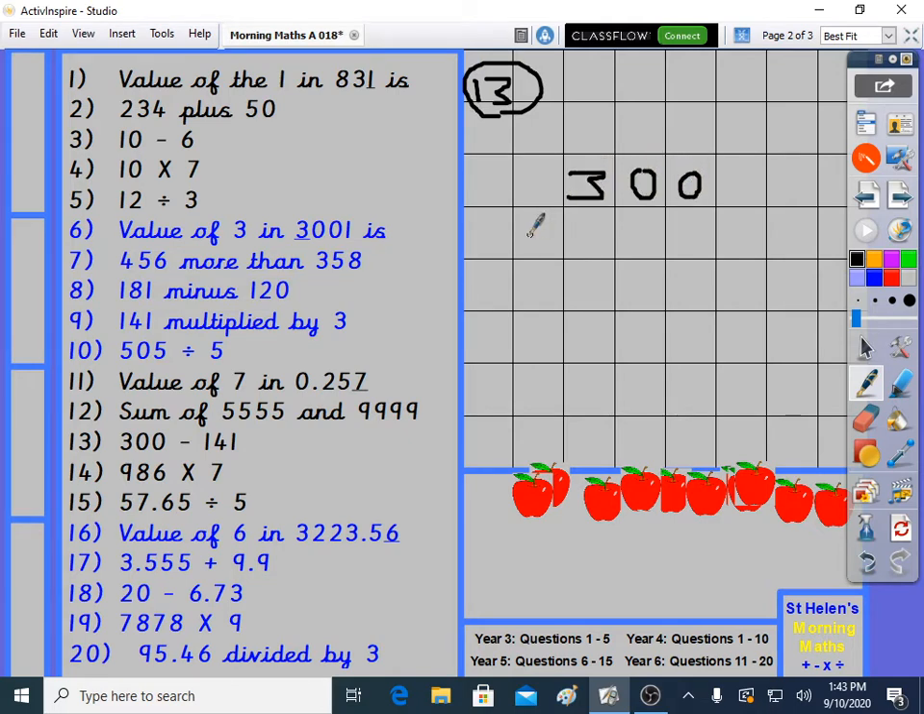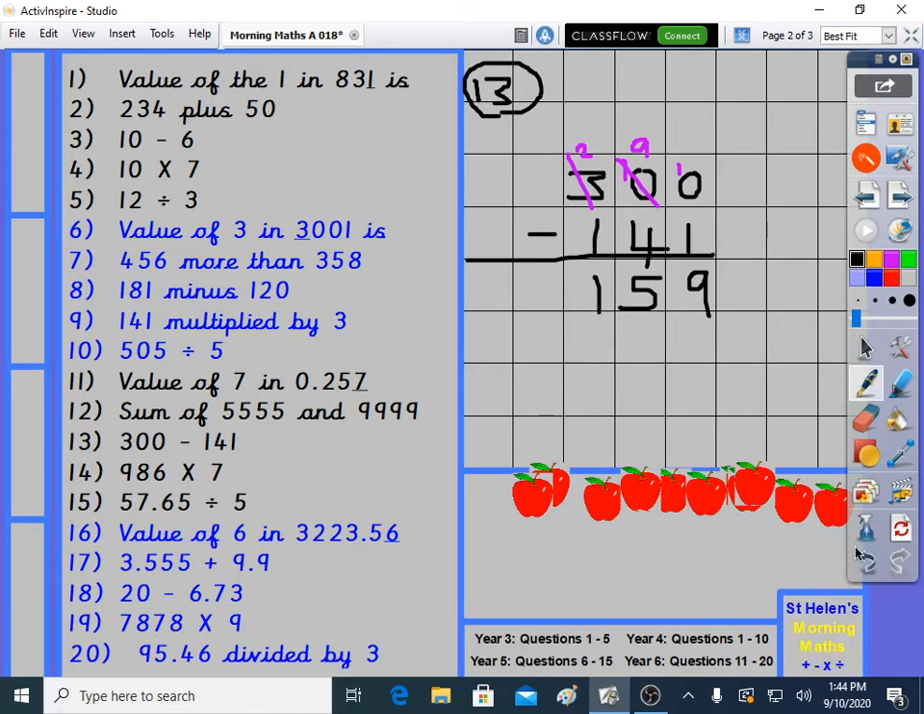300 minus 141. That's messy. So 0 take away 1 we can't do. 0 needs some help, no help there, so go to here. 3 goes down to a 2, we get 1. 10 goes down to a 9, we can get 1. 10 take away 1 is 9. 9 take away 4 is 5. 2 take away 1 is 1. 300 take away 141 is 159.